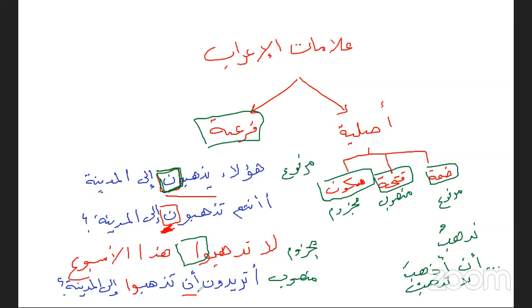Okay, and we know that this is mansub because of an. Okay, an tadhhabu. And you know that there are 5 verbs that follow this pattern. تذهبون, يذهبون, تذهبين. What are the other 2? يذهبان, تذهبان. أيوة بارك الله فيك.